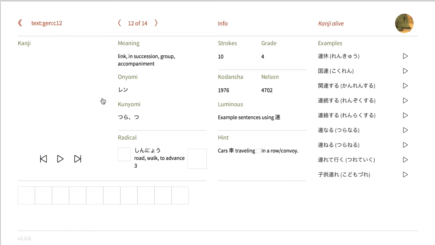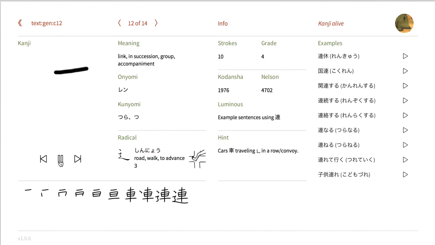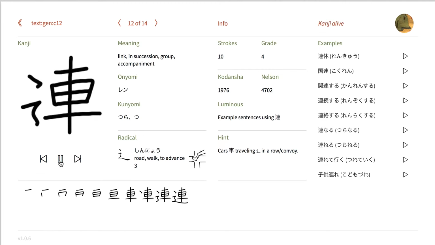The next kanji, den, means to link. It's got kuruma in here and a running radical. It is also the tsu of tsureru. So remember, I guess that's the road radical, huh? But you put a car and a road. And that means to link or to join up or to unify. The hint tells us about cars traveling in a row.